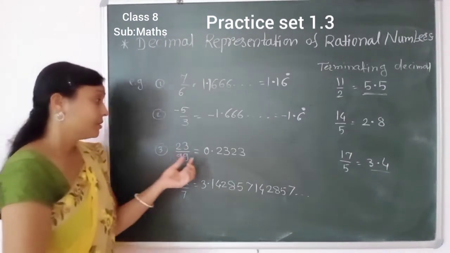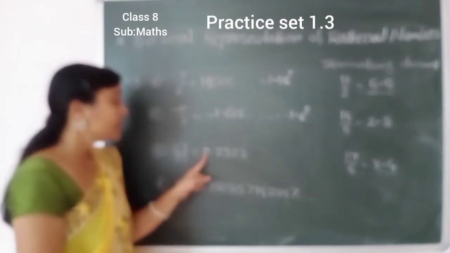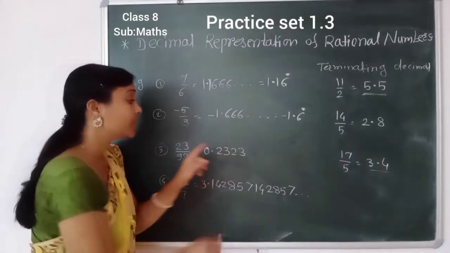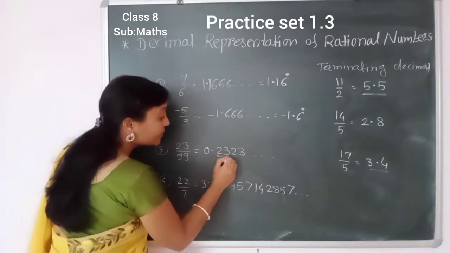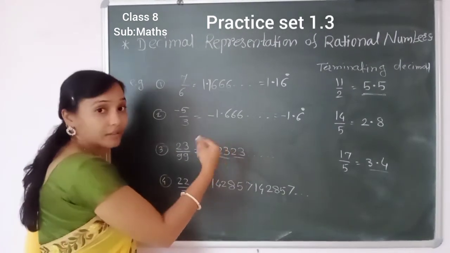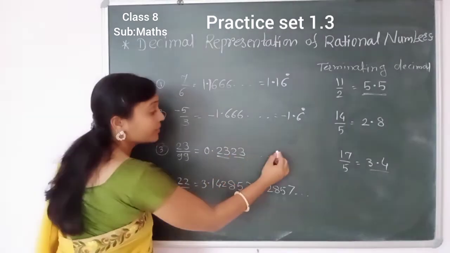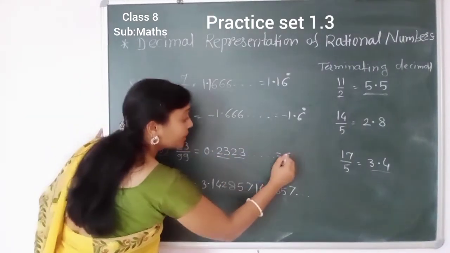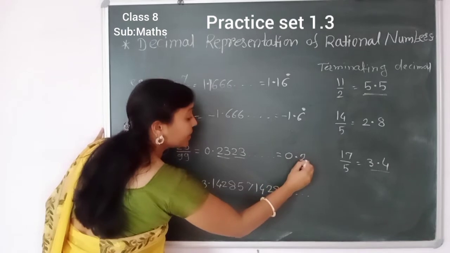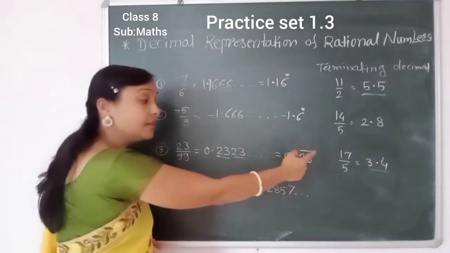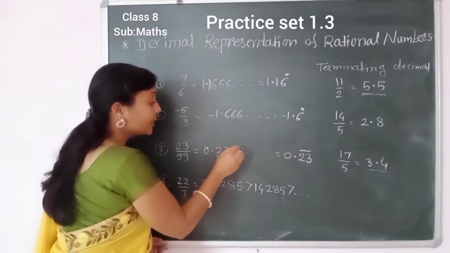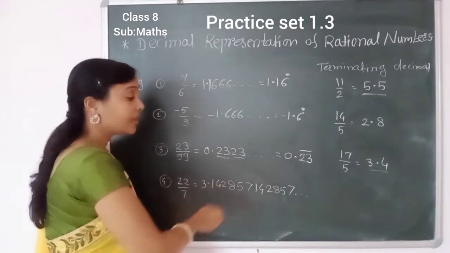Now observe this example: 0.2323 and so on. Here we get two digits repeated again and again. So we denote it like this: 0.23 with a bar over the 2 and 3, because this group is repeated again and again.